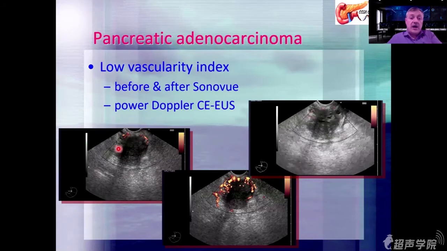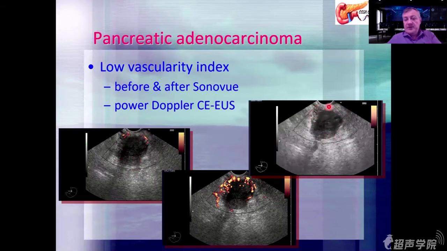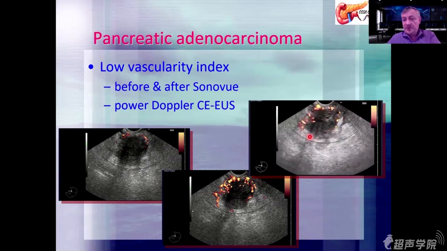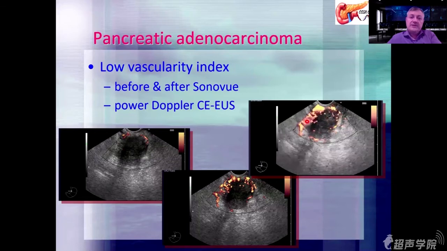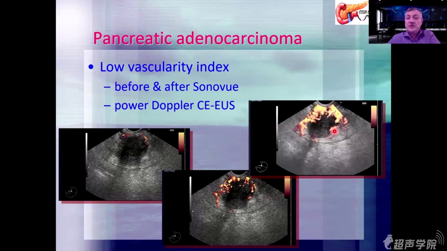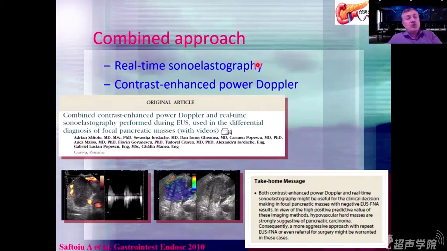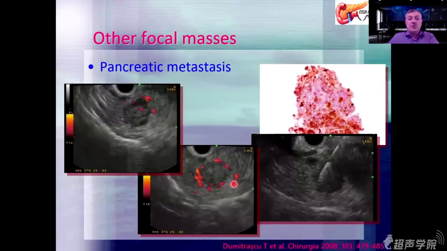This is another example, a hypoechoic mass. This time again SonoVue was injected, and then we have to wait for 10-15 seconds, and you see that the signal is surrounding the tumor. So basically this was a pancreatic adenocarcinoma. So it's a hypo-enhanced mass with some collateral circulation. This is typical for pancreatic adenocarcinoma. You can also combine contrast-enhanced Doppler with real-time sonoelastography, and in this approach we found an accuracy of over 95% for diagnosis of adenocarcinoma.